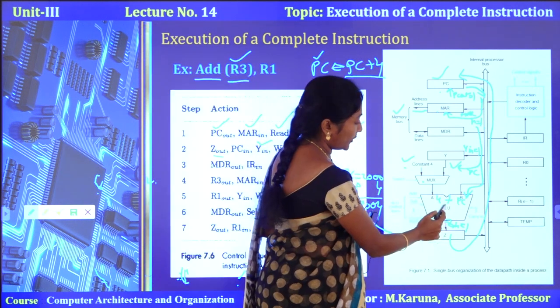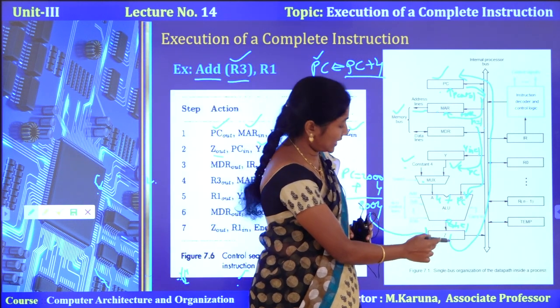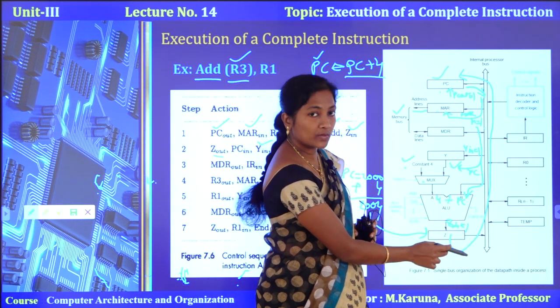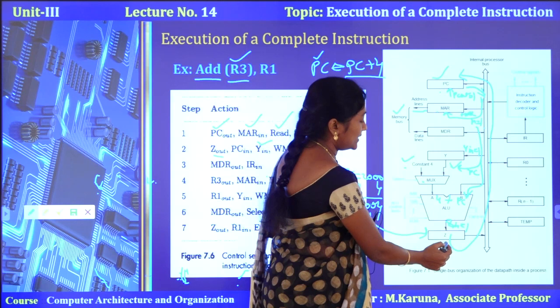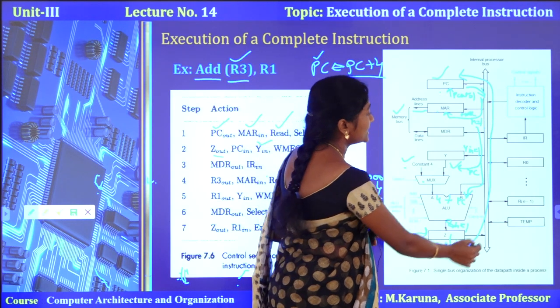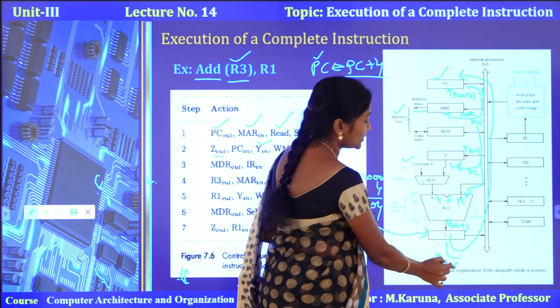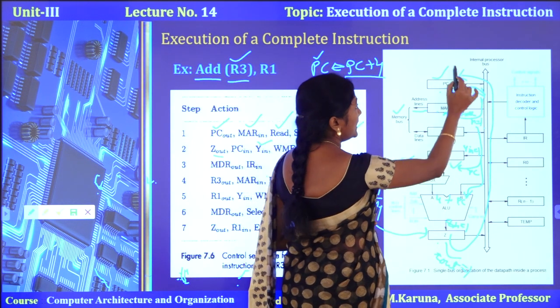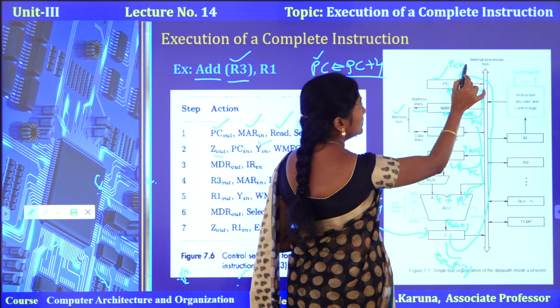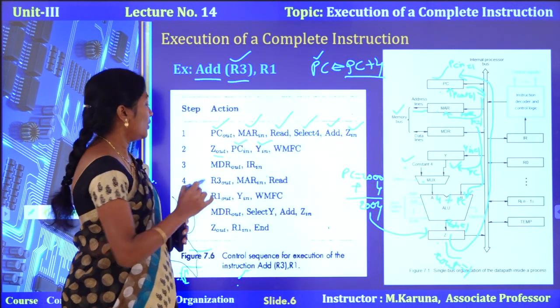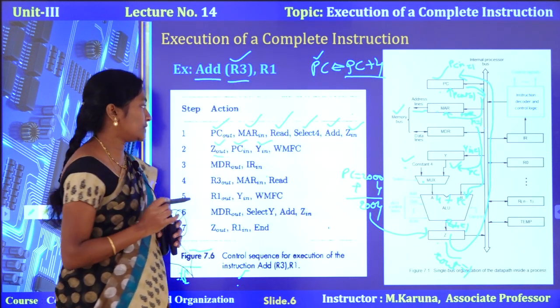Here, after performing the operation, the ALU transfers the output data to the Z register by making Z in equal to 1. After that, the data will be transferred to the program counter by making Z out equal to 1 and PC in equal to 1. So, likewise here PC in is equal to 1, Z out is equal to 1.